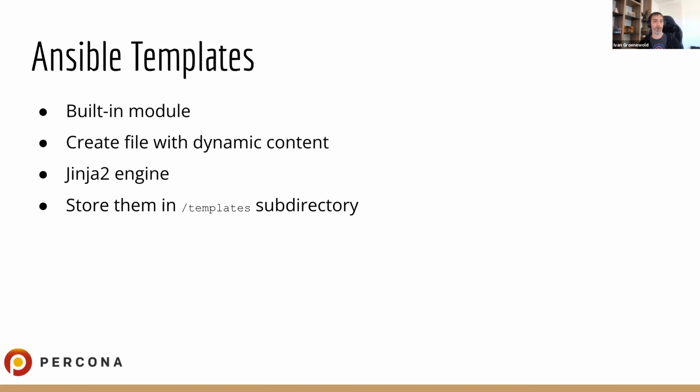So let's see how this works. The templates are built in, okay? And they have this specific job of creating files with dynamic content. They use the Jinja2 engine, which is a templating engine that is developed in Python. And when we are writing Ansible code, normally the templates, we can put them in a templates subdirectory to keep them separate from the rest of the code, okay?